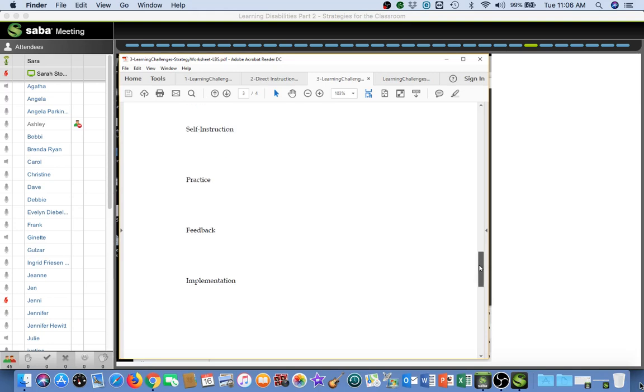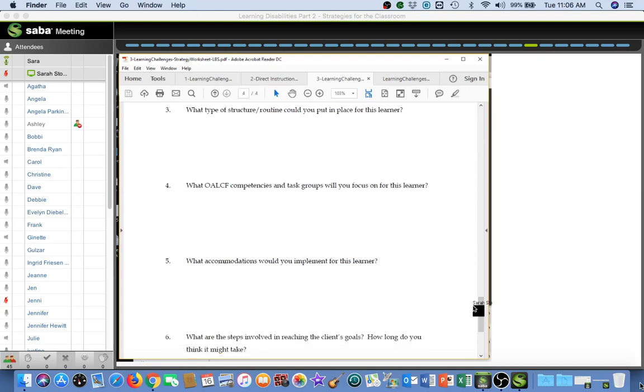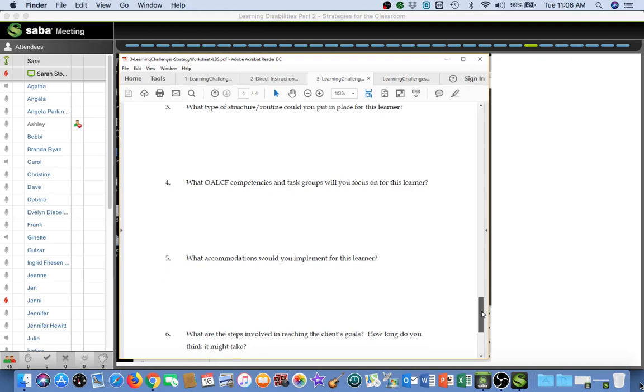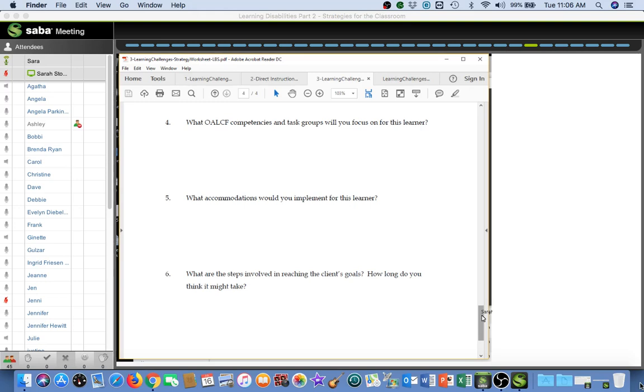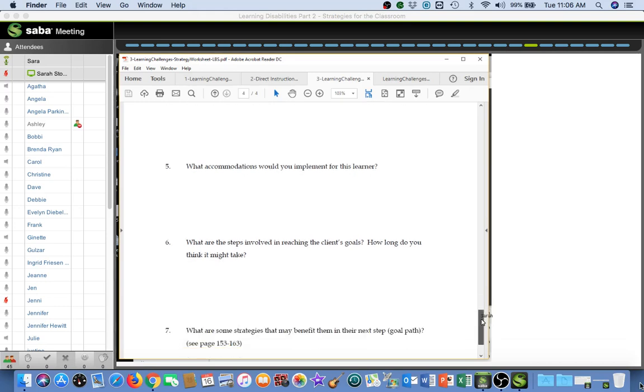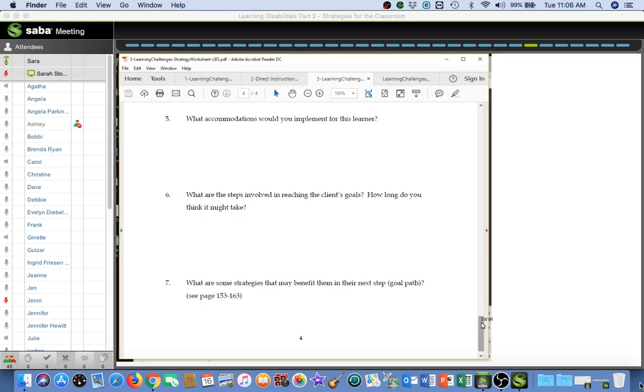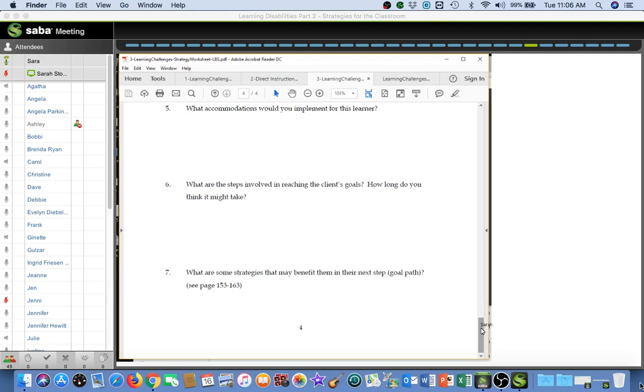Question 3, moving on to the next page, is what type of structure or routine could you put in place for this learner? Because we know that that's really important. What OALCF, or Ontario Adult Literacy Curriculum Framework, competencies and task groups will you focus on for this learner? Obviously, this is probably well known to you because of the learner plan, but it's about connecting those things. Next, what accommodations would you implement for this learner? Are there things you really need to think about in terms of the environment, in terms of what devices they're using, all sorts of things? What are the steps involved in reaching the client's goals, and how long do you think it might take? So again, coming back to the learner plan, how do you integrate all of these things?